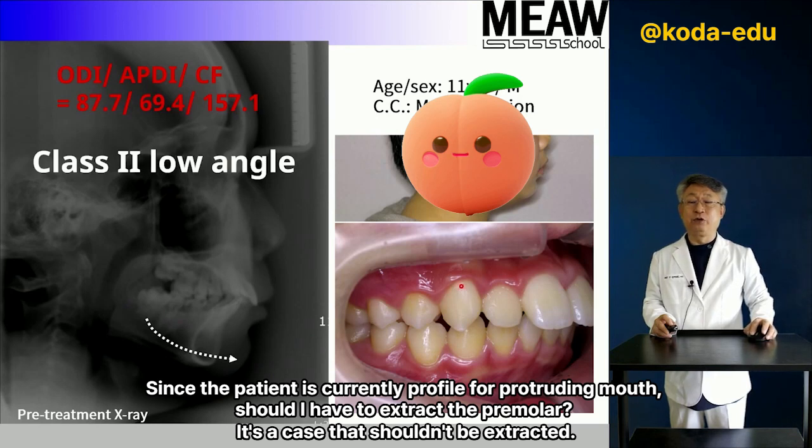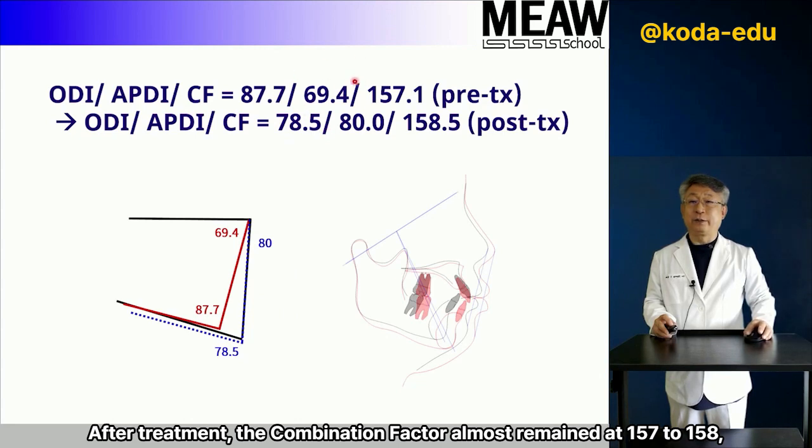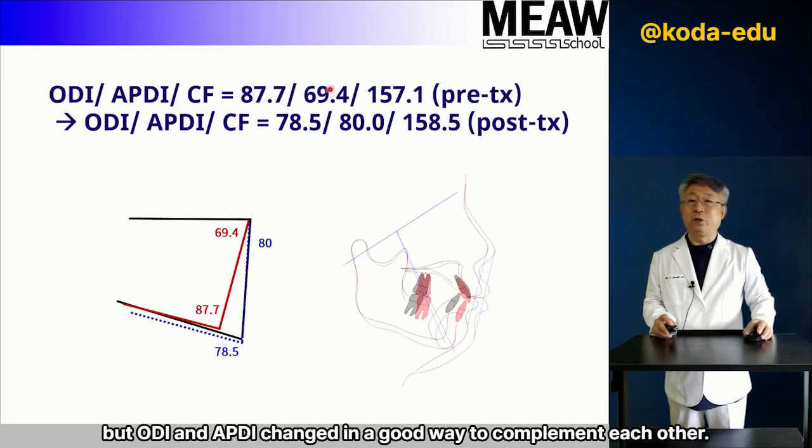Since the patient currently has a protruding mouth profile, should I extract the premolar? It's a case that shouldn't be extracted. After treatment, the combination factor almost remained at 157 to 158. But ODI and APDI changed in a good way to complement each other.